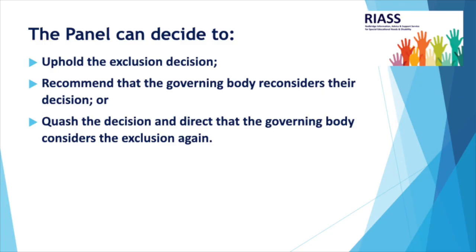The role of the panel is to review the governing body's decision not to reinstate a permanently excluded pupil. In reviewing the decision, the panel must consider the interests and the circumstances of the excluded student, including the circumstances in which the student was excluded, and have regard to the interests of other pupils and students and people working within the school. The panel can decide to uphold the exclusion decision, recommend that the governing body reconsiders their decision, or quash the decision and direct that the governing body considers the exclusion again.